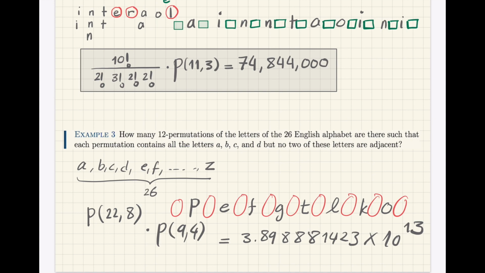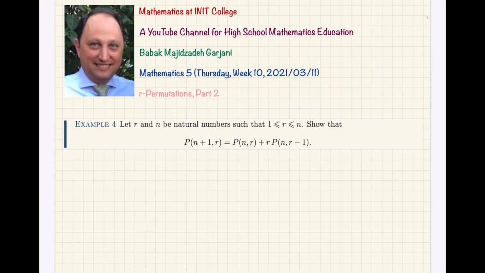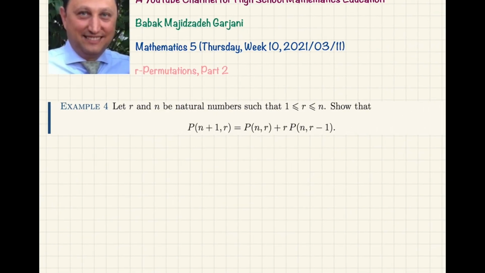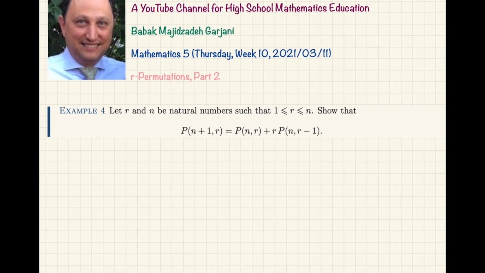Okay, let us see what is left for us. Now we have another type of problems, totally different problems, that don't rely on your counting skills, but rely on your analytic skills, algebraic skills actually.